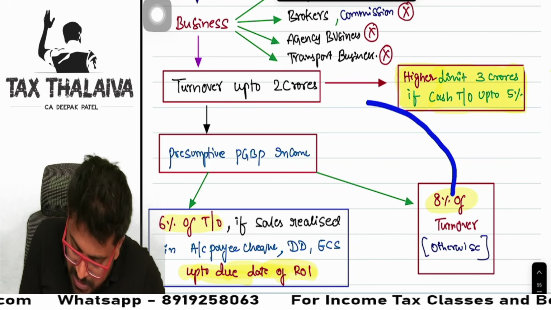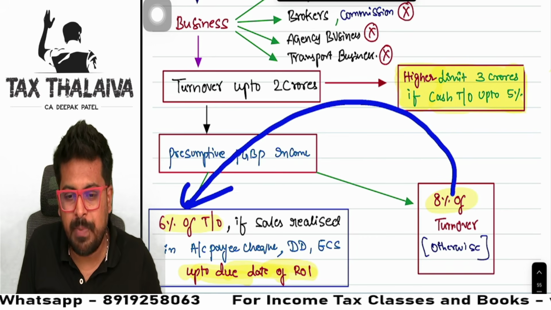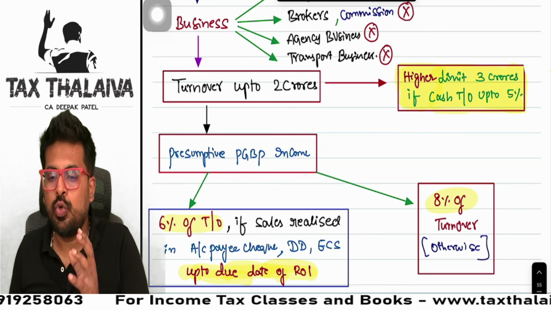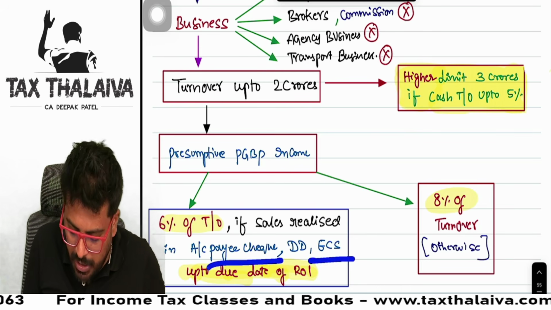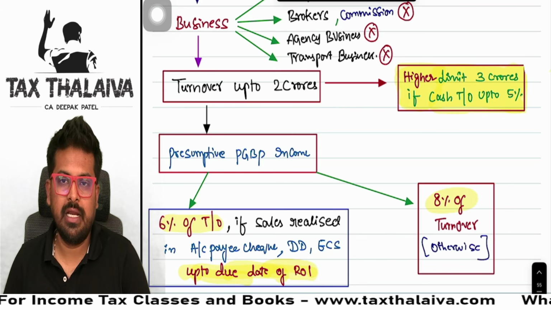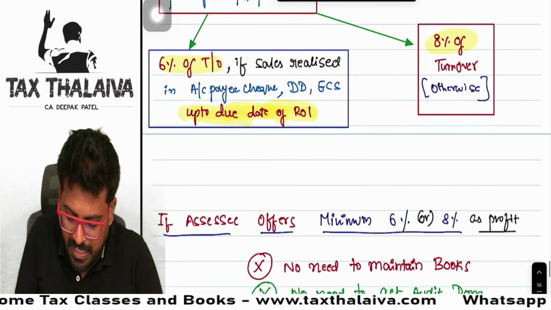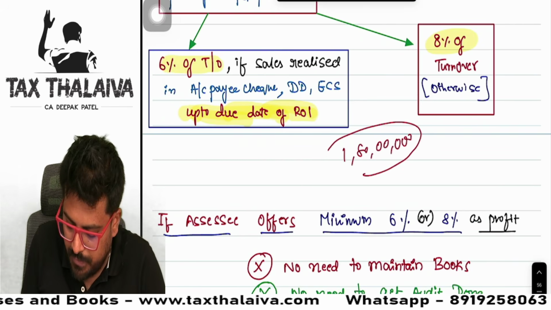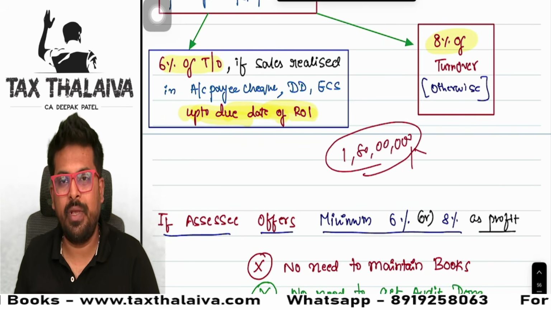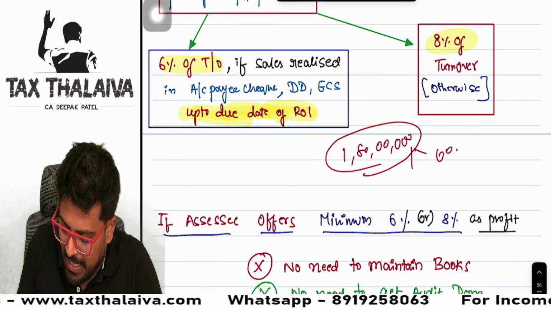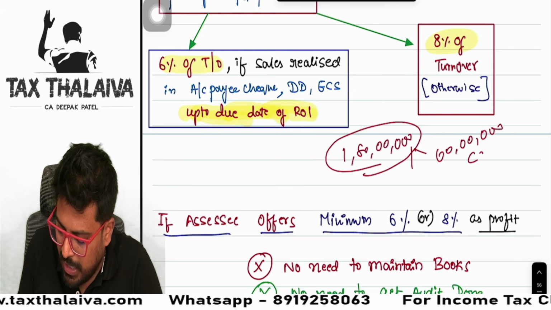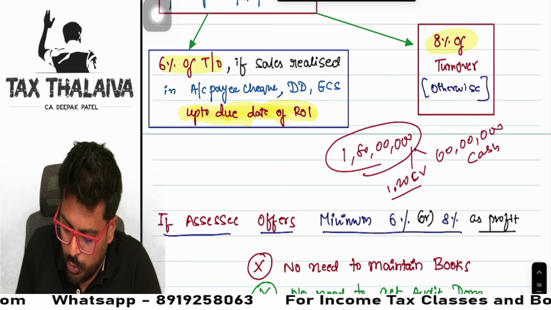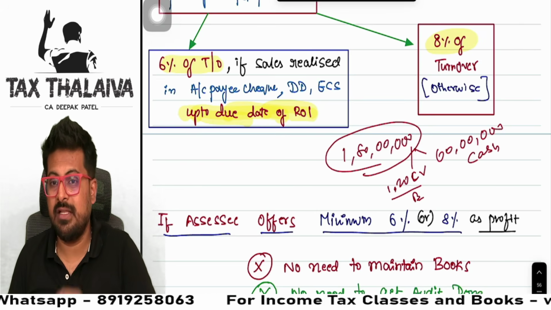And mind you, this 8% can be further reduced to 6%, provided it applies only to the sales which you have realized through account payee cheque, DD, or through electronic clearing system. Let's say, for example, we'll take one example. Let's say your turnover is 1 crore 80 lakh rupees. Out of 1 crore 80 lakh rupees, 60 lakhs you have realized in cash, and the rest, 1 crore 20 lakhs, 1.2 crores, you realized through banking channels out of sales.